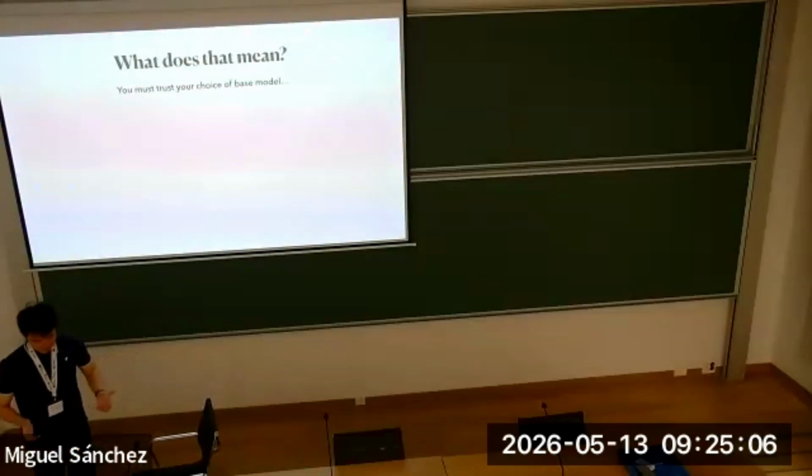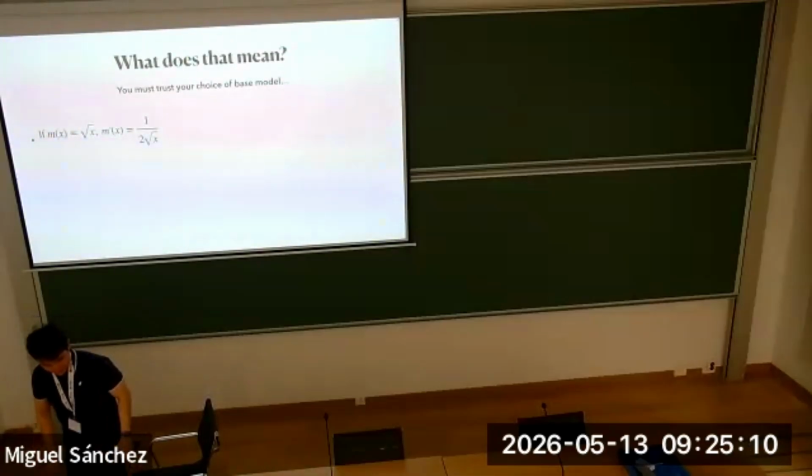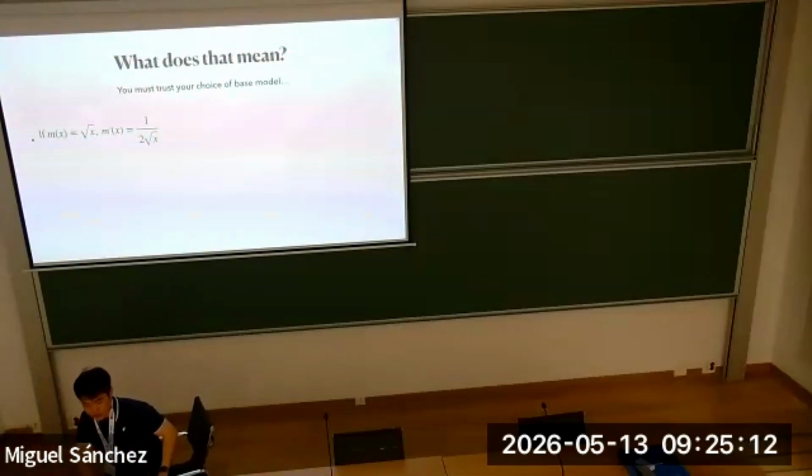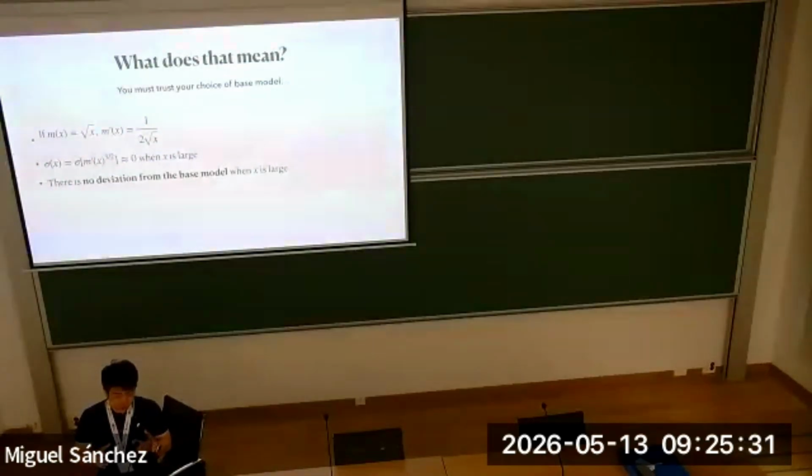So what does this mean in practice? Well, if we think of one example of the square root function, then the derivative of the square root function is 1 divided by 2 times the square root of x. So looking at the previous factor we have, when x is really large, that means sigma x is really close to 0. And recall that sigma is interpreted as allowable deviation from the base model.